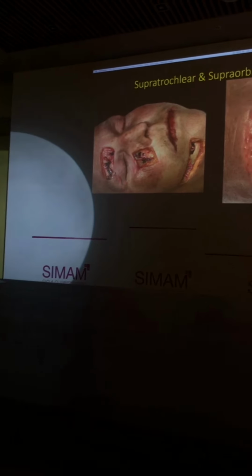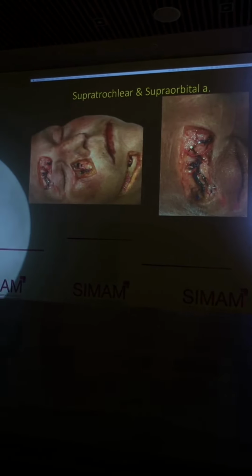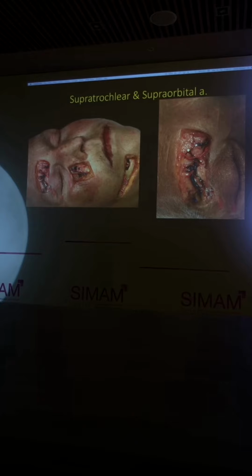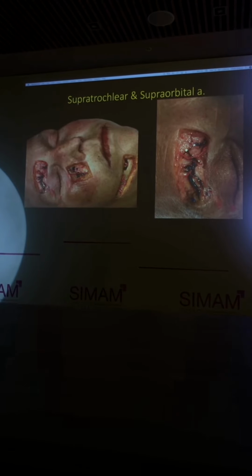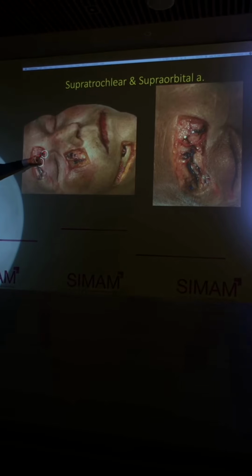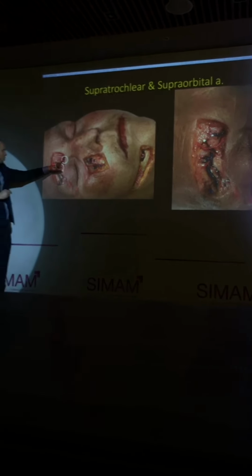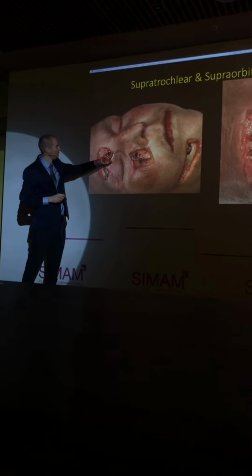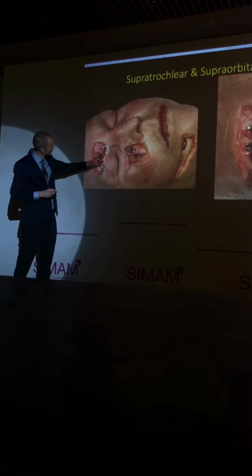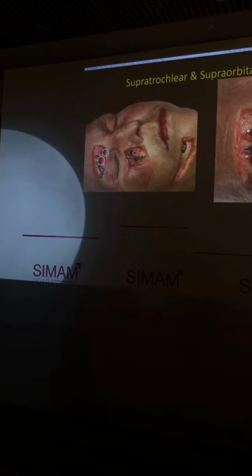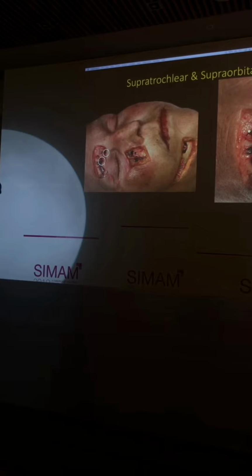What we really don't like to do is inject into the vessels. And up here, as we discussed, we have the supratrochlear and supraorbital vessels. Remember, the supratrochlear vein and artery cross the corrugator muscle, which lies here. And here are the supraorbital artery and vein.